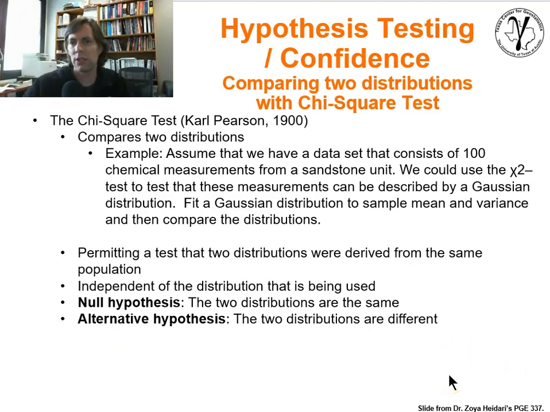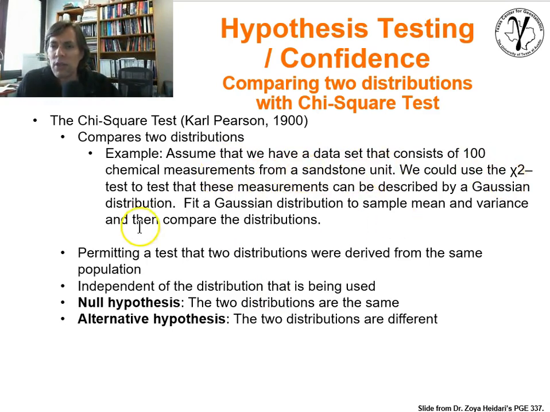Let's talk about the chi-square distribution to finish off our talk about hypothesis testing. Chi-square distribution, what you can do is you can compare two distributions. The example is that we assume we have a data set that consists of 100 chemical measurements from a sandstone unit.